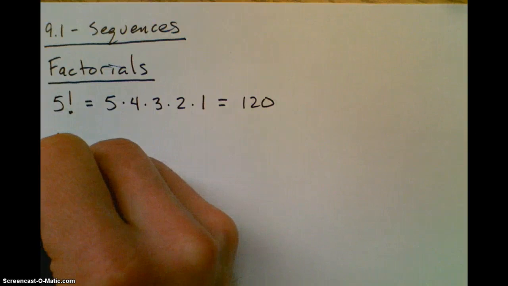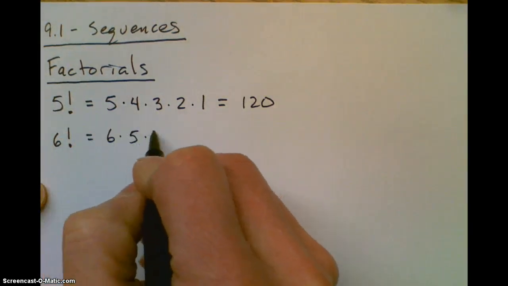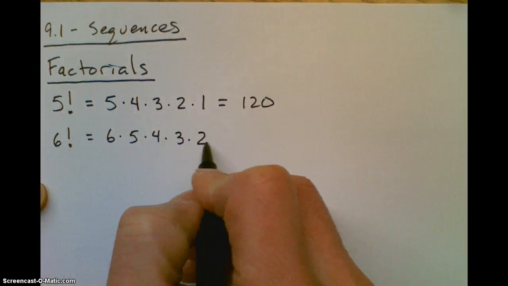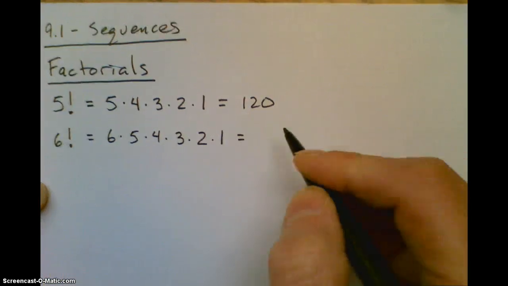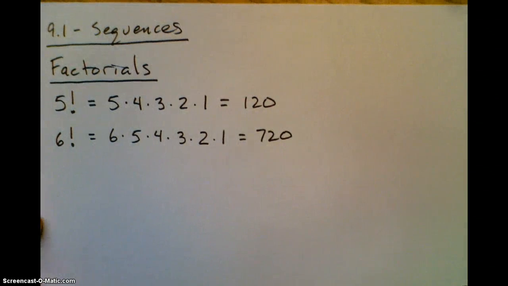So in a similar fashion, if we did 6 factorial, that would be 6 times 5 times 4 times 3 times 2 times 1. And multiplying that all out, we would get 720.